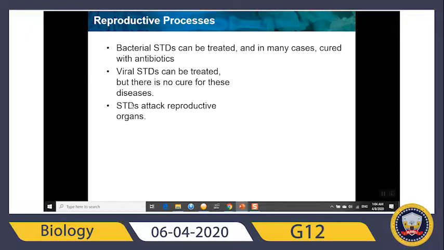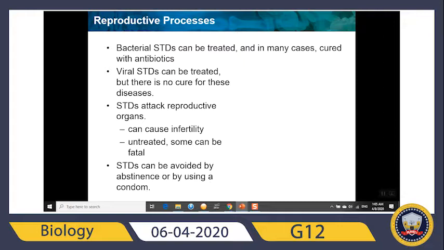STDs attack reproductive organs and can cause infertility. Untreated, some can be fatal. They can be avoided by abstinence or by using a condom.